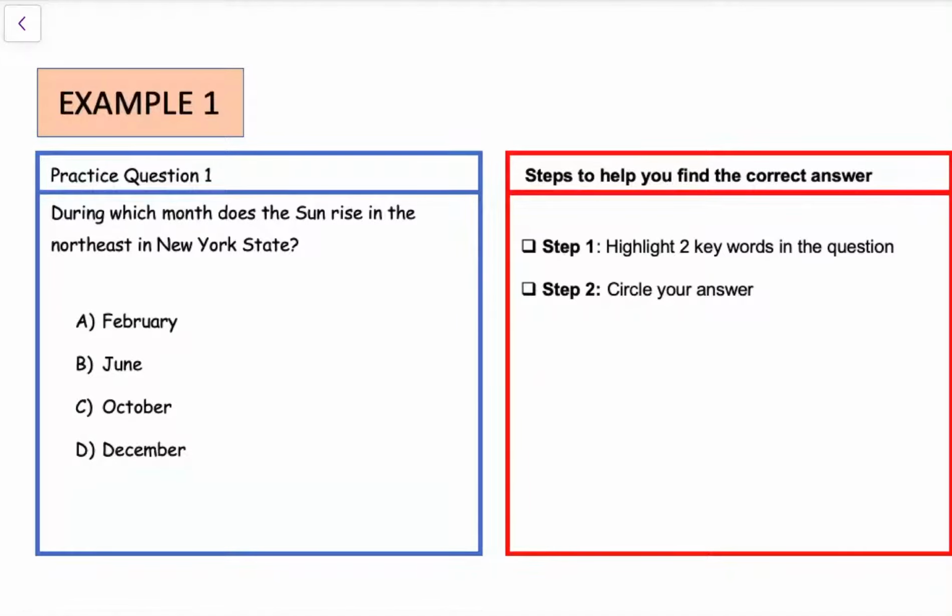We're going to start with this example, a practice question about sunrise in New York State. The question says, during which month does the sun rise in the northeast in New York State? Before I even look at the answer choices or think about what I know about this topic, I want to stop and try to highlight two keywords in the question that are essential to helping me figure out the correct answer.